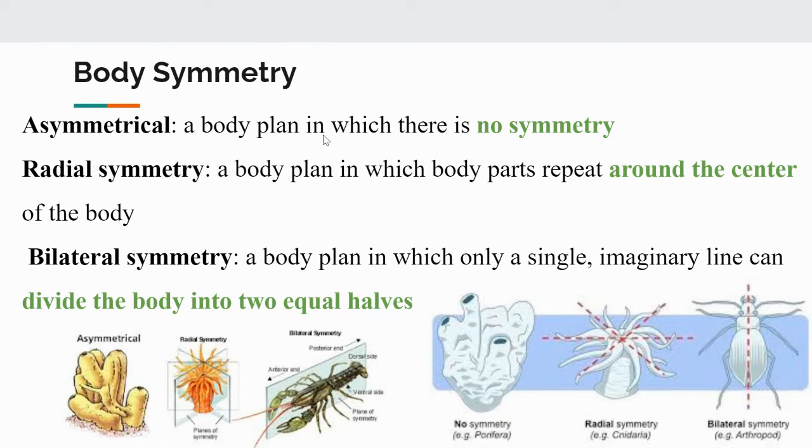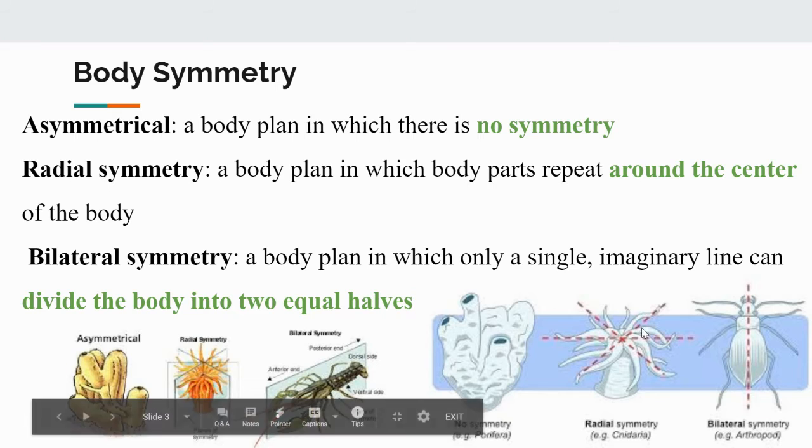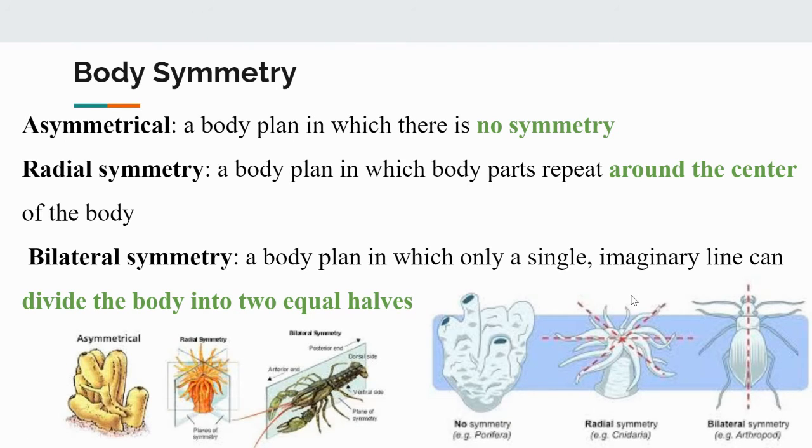So asymmetrical means there is no symmetry at all. And a good example species of that is the sponge. And you can see that here. You can't divide this in any way and find symmetry. Another type of symmetry is radial symmetry, and that's a body plan where the symmetry repeats around the center. So you can see this anemone has radial symmetry. And then bilateral symmetry is where you could cut something evenly into two equal halves. So insects, for example, have bilateral symmetry.